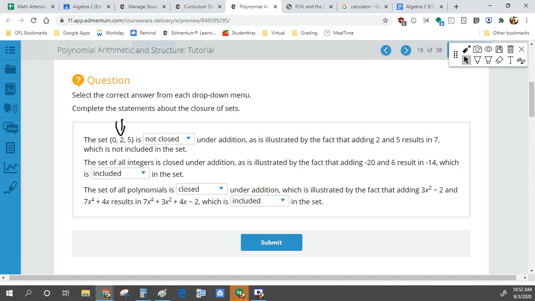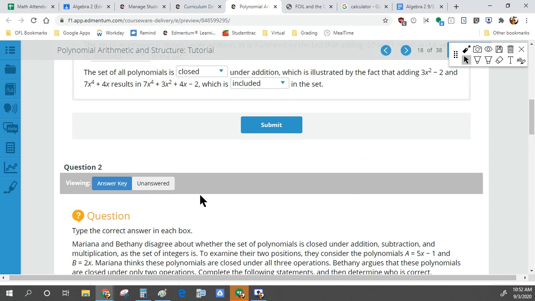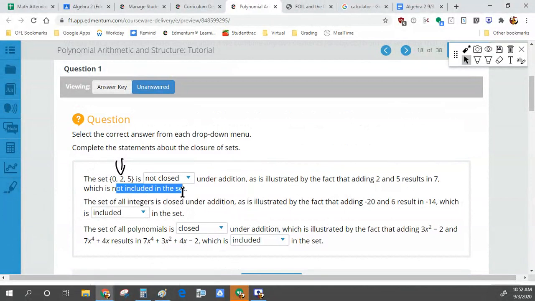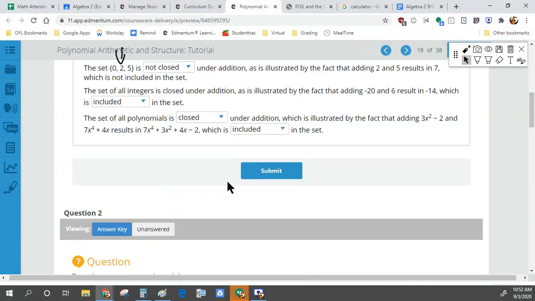is this making sense though for closure? Closure is basically just saying if we do multiplication, or if we're saying is it closed under addition? That means if we add them, do we get something that we said was in that group? If we multiply them, do we get something that's in that group? That's what closure means. So if it's included, that means it would be in the set. 7 is not included in this set, so it is not closed.